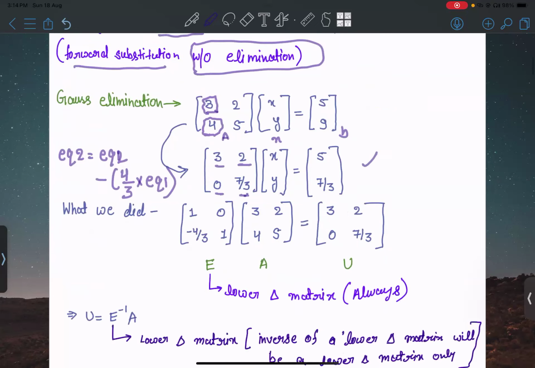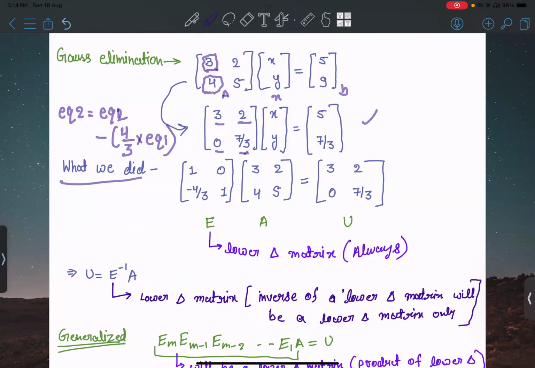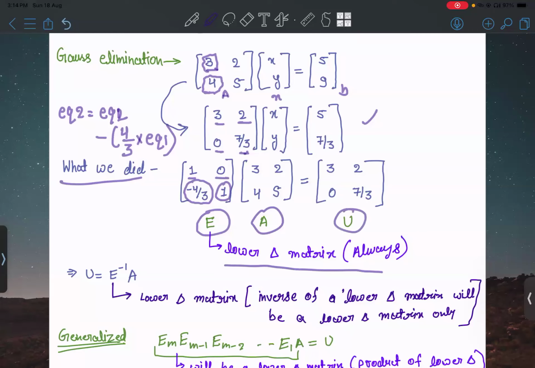So what we did here is that we multiplied our matrix A by an elementary matrix. This is my elementary matrix: 1 0, and in row 2, for equation 1, meaning row 1, I multiplied by -4/3, and row 2 as it is. Then I summed it. So simply by doing the elementary operation, I have converted it into an upper triangular matrix.